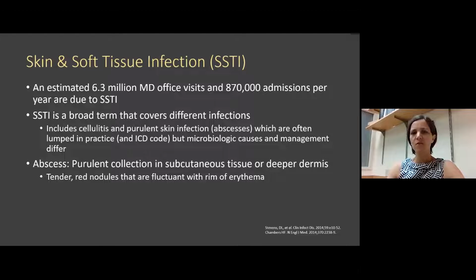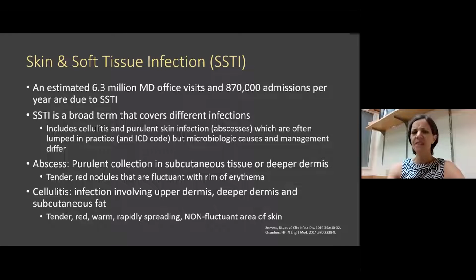So just to make sure we have our definitions straight, an abscess is a purulent collection in the subcutaneous tissue or deeper dermis. It forms a tender red nodule that's fluctuant. You can feel the purulence in there. And it often has a rim of erythema. In contrast, cellulitis is an infection involving the upper dermis, deeper dermis, and subcutaneous fat. It causes a tender, red, warm, rapidly spreading area on the skin, but it is not fluctuant. It occupies more real estate usually, so it's a bigger patch of redness.